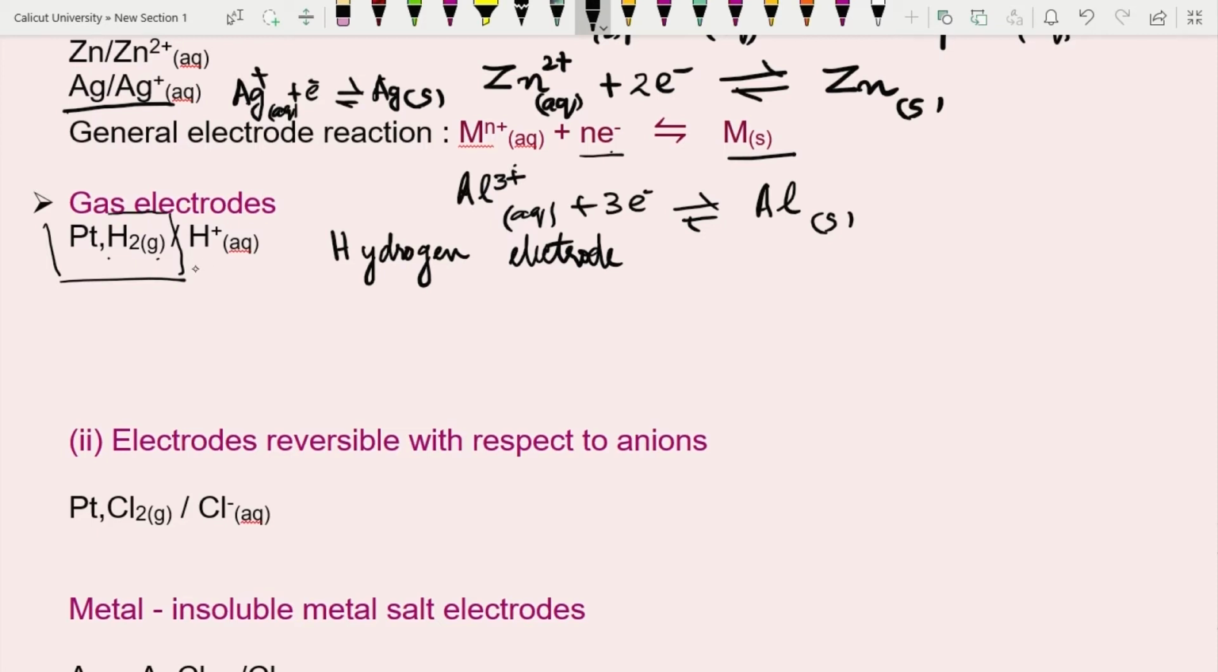and then we have a solution in which you can have hydrogen ions, that is H plus. You can take any acids which can furnish H plus ions. Okay. So, this is the hydrogen electrode.